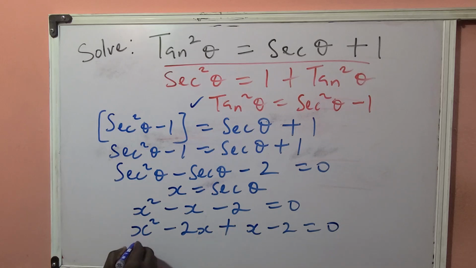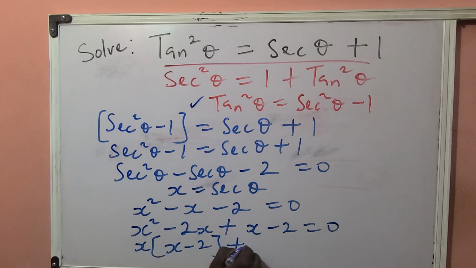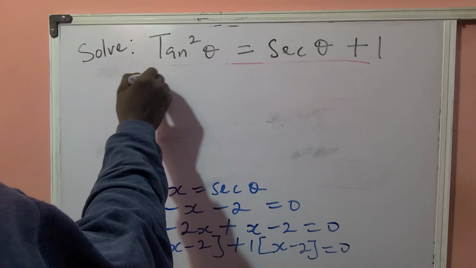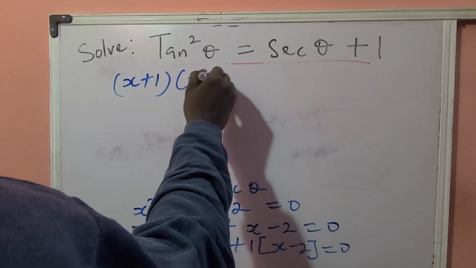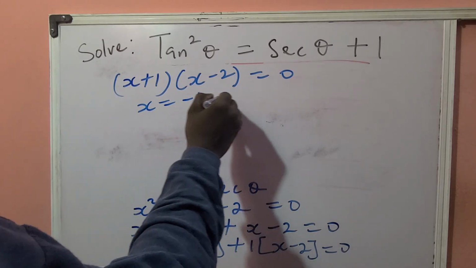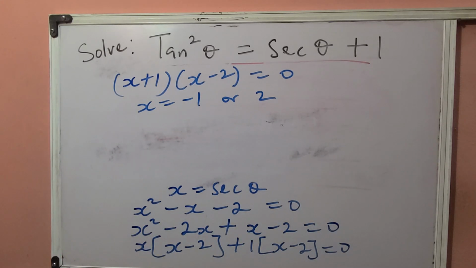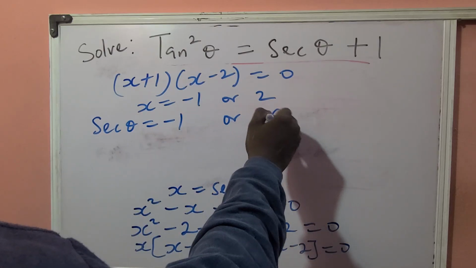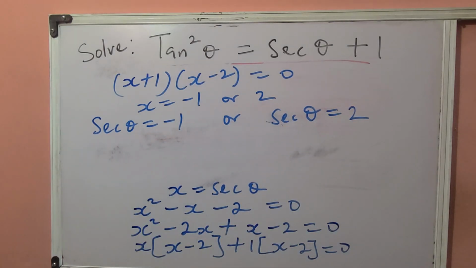So solving this, we have x into bracket x minus 2 plus 1 into bracket x minus 2 equals 0. So what we have here is x plus 1 and x minus 2 equals 0. That means our x is equal to minus 1 or 2. Now don't forget that our x was represented with sec theta. So I can go on to write sec theta equals minus 1 or sec theta equals 2.